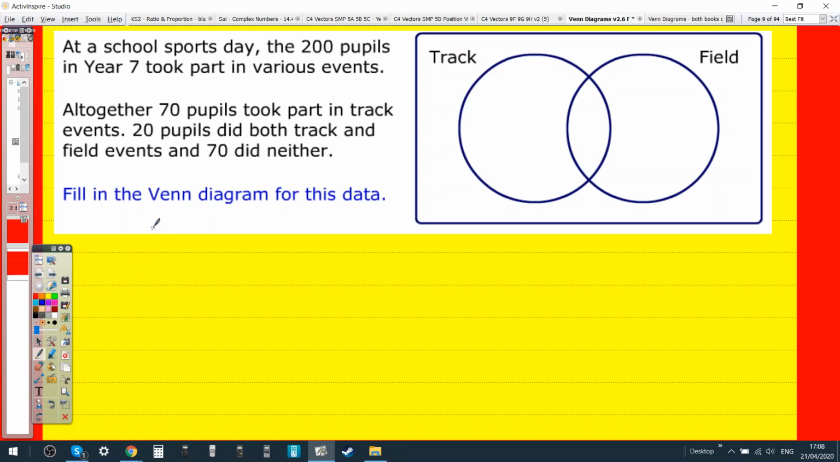So what do I do with 70? The left one? Okay. And so how many people did track all together? But this one says it's 70. So how can we make it so it's 70 and not 90?